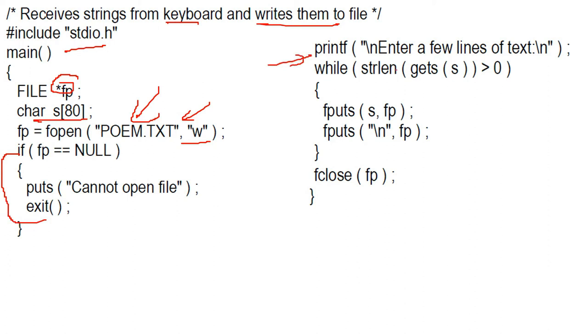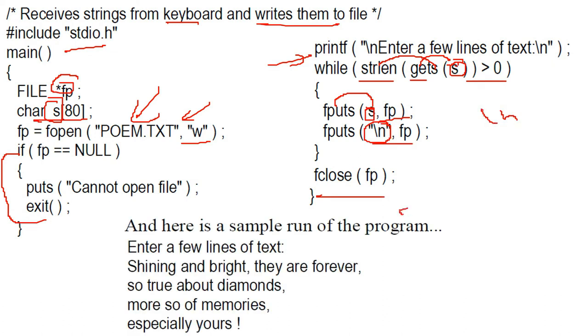Whenever a user enters a line, we use a while loop with strlen, the string length, of the gets result. The gets function will use this string s, and we find out the string length when it is greater than 0. That means we want something to be given by the keyboard, we don't want it to be 0. If it is there, we put the string into the file, and after that we have to put a \n for fp, and then we close the fp.